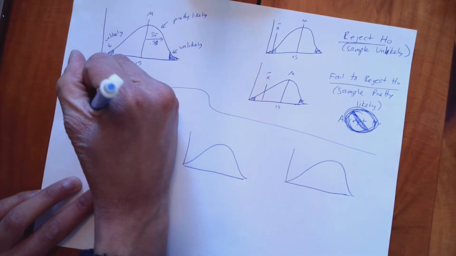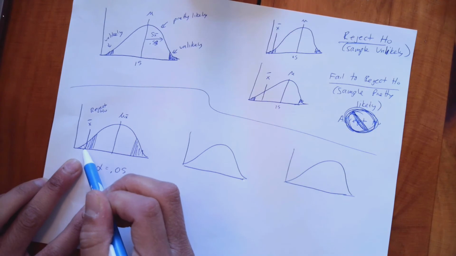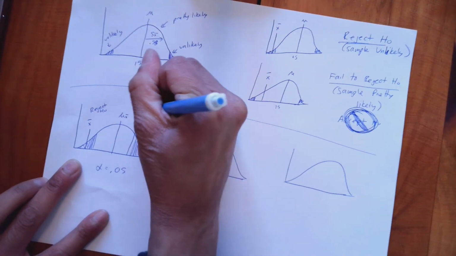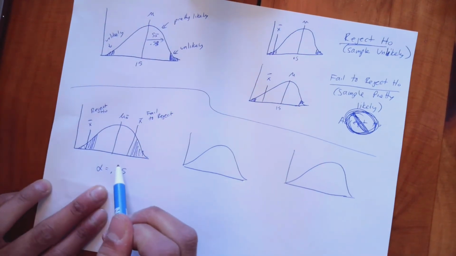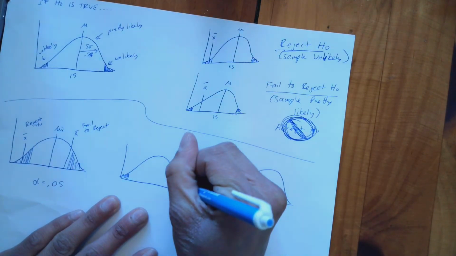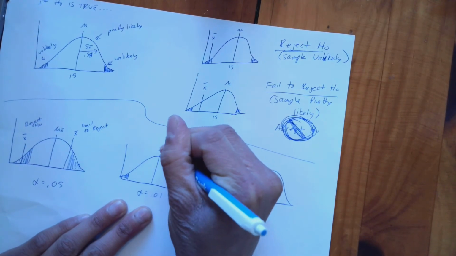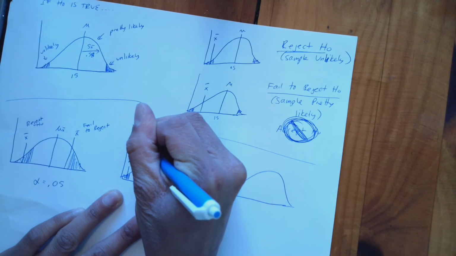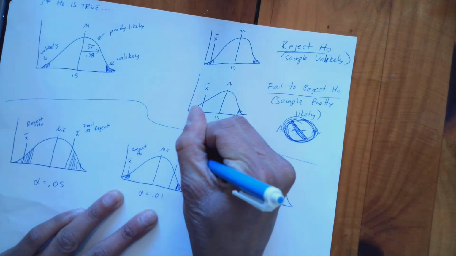where you'd say you reject the null hypothesis if your sample mean falls into that zone, and you would fail to reject the null hypothesis if it falls into the middle zone. With an alpha level of 0.1, you have less of the tails shaded, where now you have a smaller zone in which you would reject the null hypothesis, and a larger zone in which you would fail to reject it.